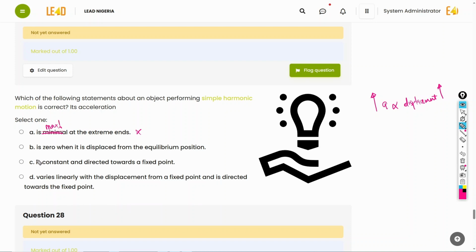B: the acceleration is 0 when it's displaced from the equilibrium position. That's not true. In fact, the acceleration is only 0 at the equilibrium position, because at that point your displacement is 0, so your acceleration will also be 0. C: the acceleration is constant and directed towards a fixed point. That's wrong. Even though the acceleration is directed towards a fixed point, it's not constant. The acceleration is varying linearly with displacement. So the correct option is option D.